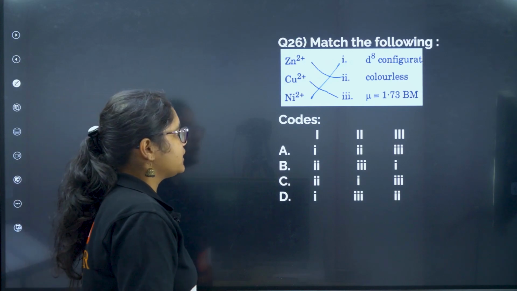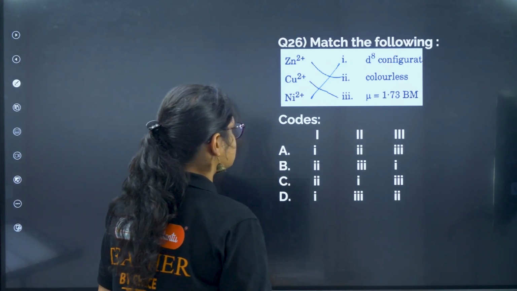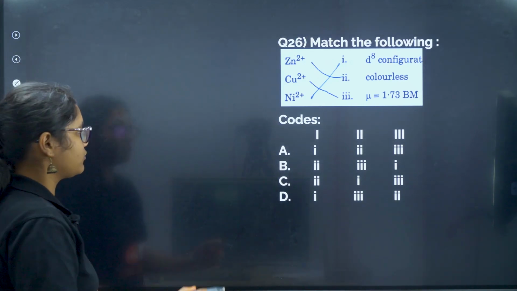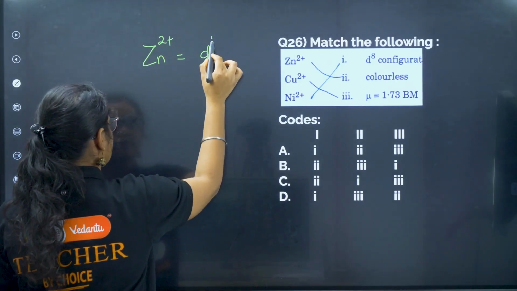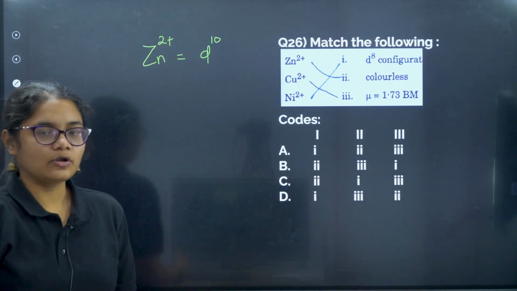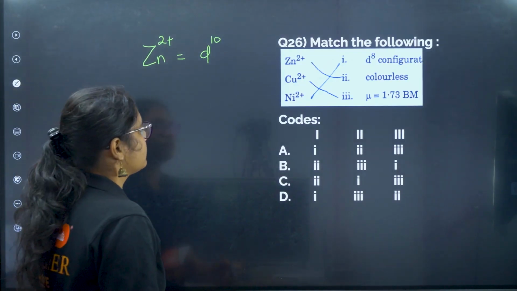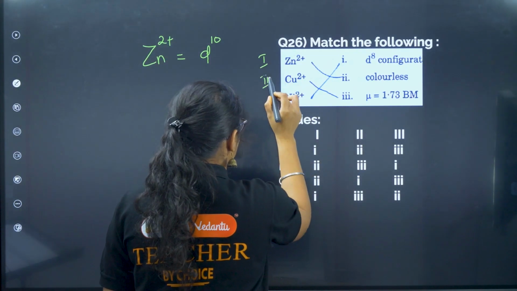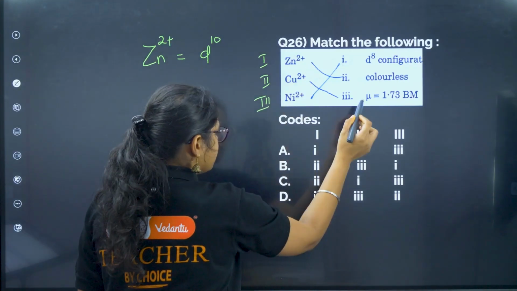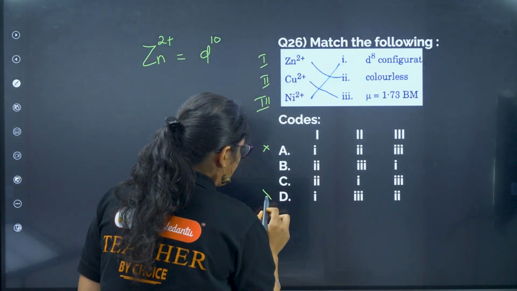Next is again from D and F block. We have Zn2+. We know the electronic configuration of Zn2+ is d10. It has no unpaired electron, so it will be colorless. So your first one will be 2. This is compound 1, 2 and 3, right? So 1 will be 2, so we can eliminate options A and D.